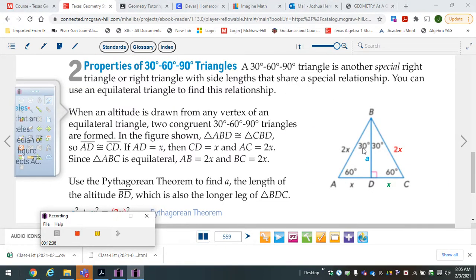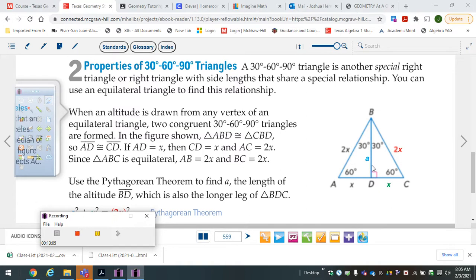Okay, another special right triangle, guys, is going to be the 30, 60, 90, okay? A 30, 60, 90 triangle is another special right triangle, a right triangle with side lengths that share a special relationship. You can use the equilateral triangle to find the relationship. So basically, it's going to explain to you how they get this. So if you have this equilateral triangle, right, and they cut it in half, when it comes to this part here, it'll split this in two. So you can name this one X. So now you know this one will be what? 2 of these.